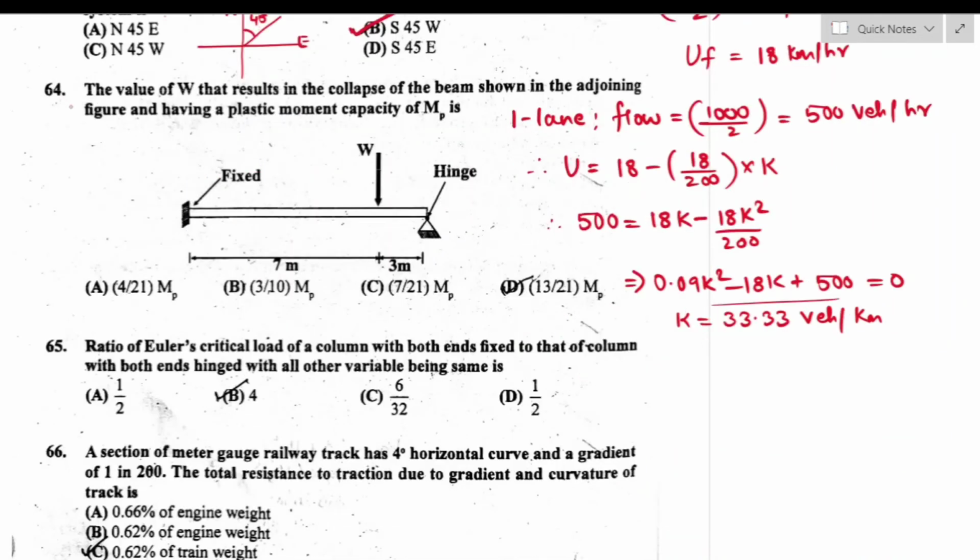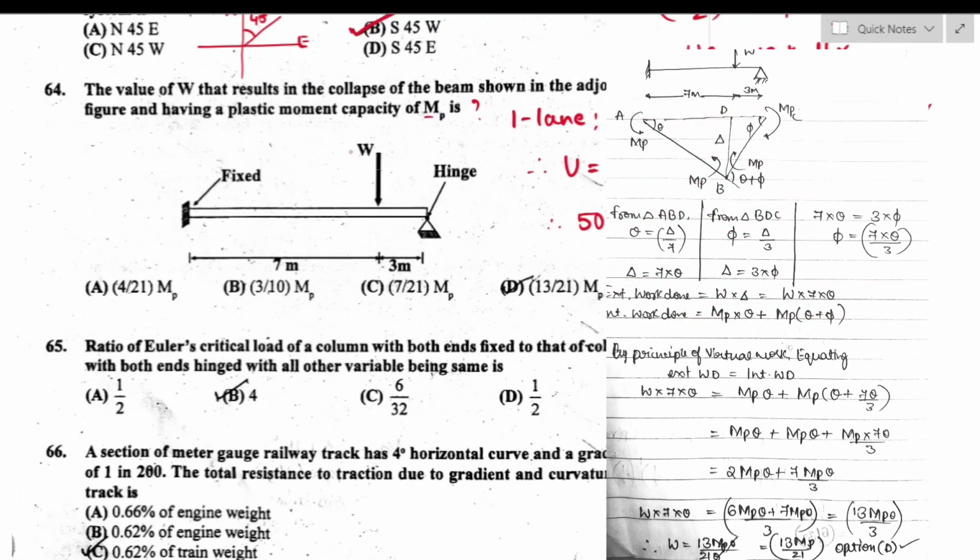Question number 64. The value of W that results in the collapse of a beam shown in the adjoining figure and having the plastic moment capacity MP is. So this is a very tedious process. I'll just display the calculation and the procedure to determine the value of W. You can go through this. So the plastic moment capacity of MP will be 13 by 21 MP. Option D is the right answer.